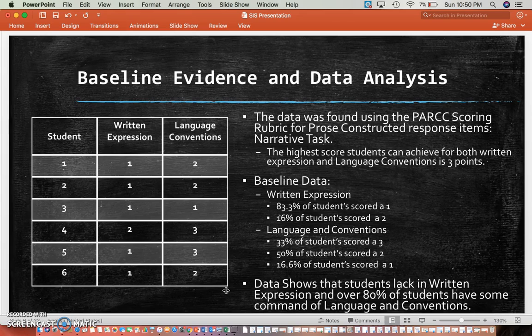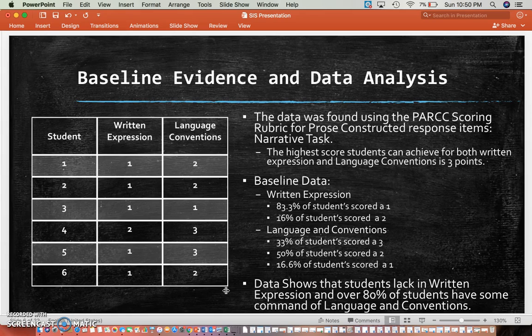When I went to pull out my 6 students that I wanted to work with, I realized that because I was focusing mainly on written expression, I wanted to work with those students whose language conventions had been developed enough that I only had to improve it by about 1 point. Written expression, however, because my goal and my problem area was they lacked written expression, I wanted that to be lower. And because I know that their language conventions was more developed, it would be an easier task for me to work with those students since they already have that development within language conventions.